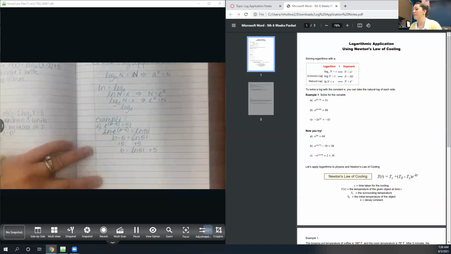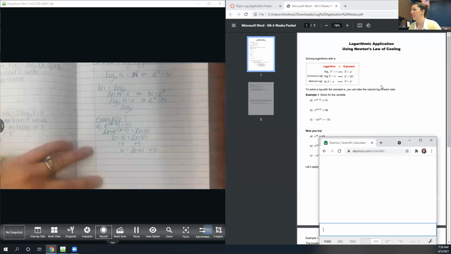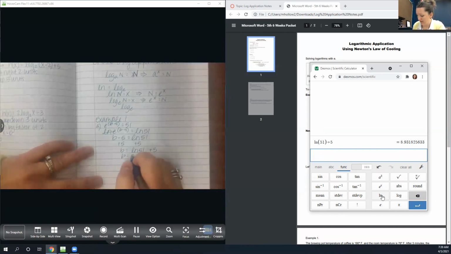So let's see what this is using our calculator. We can actually get a number here. Function ln 51, close your parentheses, plus 5, and we get 8.932. So we'll write b as 8.932.